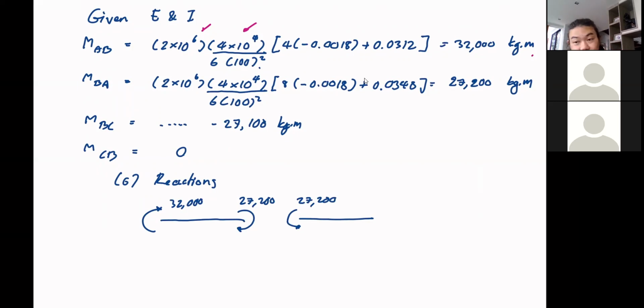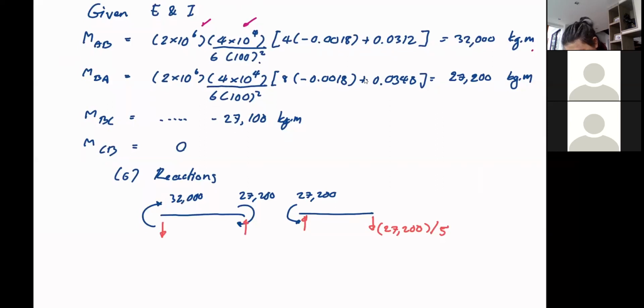Now, based on the moment alone, you see the better picture now, I suppose, since it uses orange. So this one is counterclockwise, so you need a couple of clockwise force to maintain this, okay? So that better be equal to 27200, the moment, divided by the length, which is 5, right? And this, they all go together, so they have to add up, okay? And here is 32,000 plus this divided by 3. So you see, point is this.